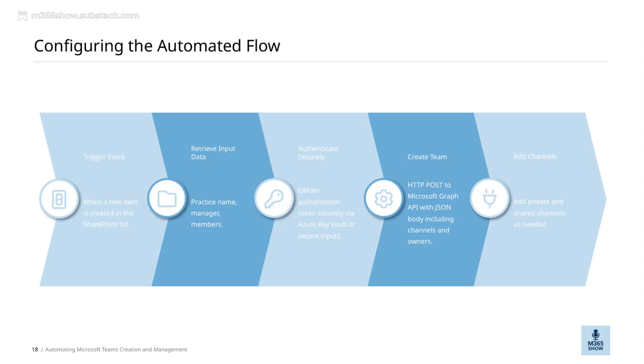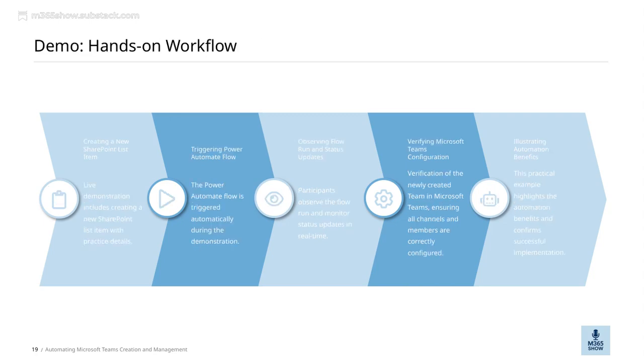In summary, the key points here are adding channels, creating the team via API, securing authentication, and retrieving input data, all working together to automate team management effectively. This automation ties back to our overall goal of streamlining collaboration and reducing manual effort in our organization. Now, let's take a closer look at this hands-on workflow demonstration.